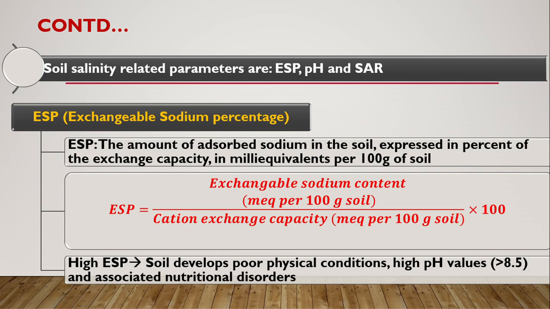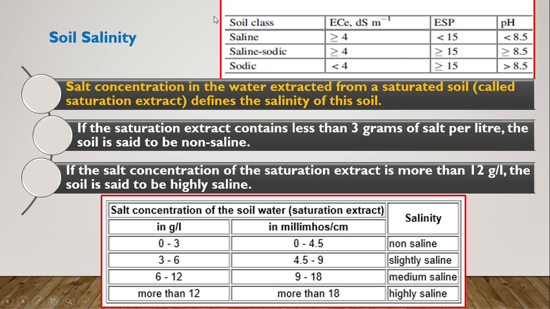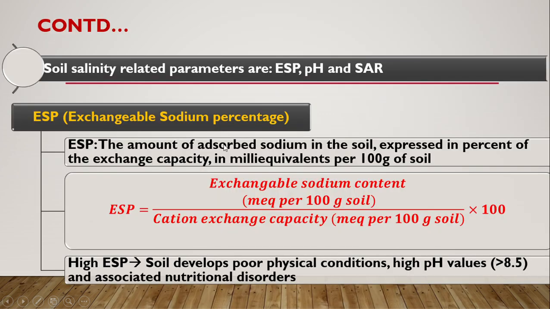Some other terms related to soil salinity are ESP, pH, SAR, etc. So what do these terms represent? ESP means the exchangeable sodium percentage. It represents the alkalinity of the soil, because here we have categorized the soil into 3 categories based on the EC, ESP and pH. So we have to see what ESP is. ESP is the exchangeable sodium percentage. It is the amount of adsorbed sodium in the soil expressed in percentage of the exchange capacity in milliequivalents per 100 gram of soil. So the soil may have a cation exchange capacity.